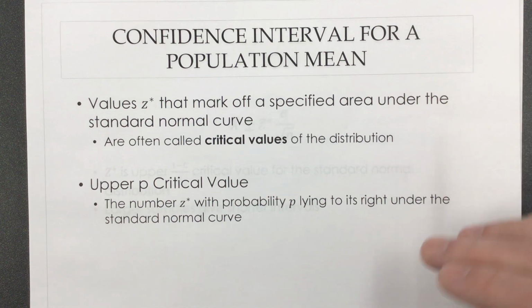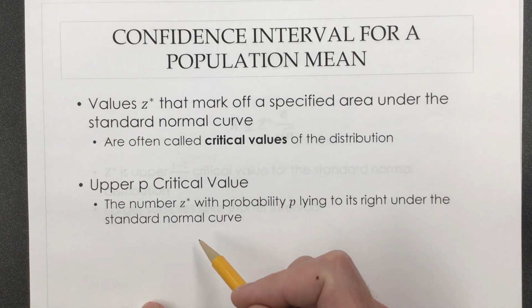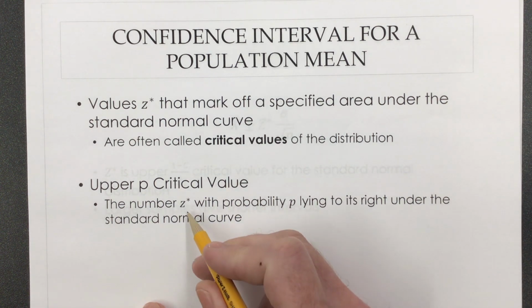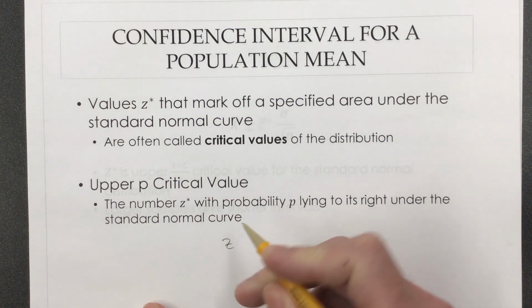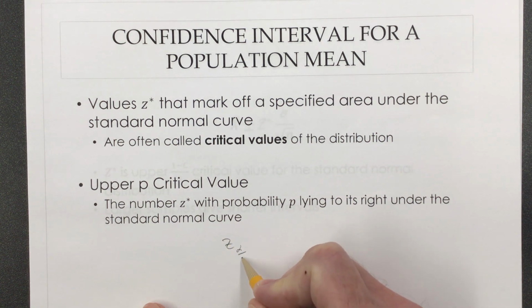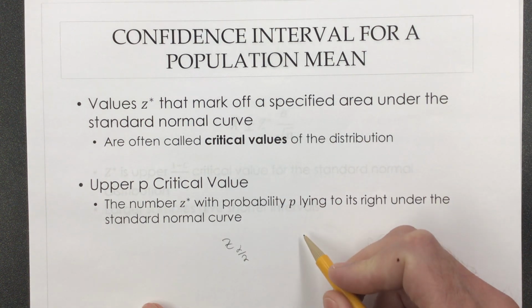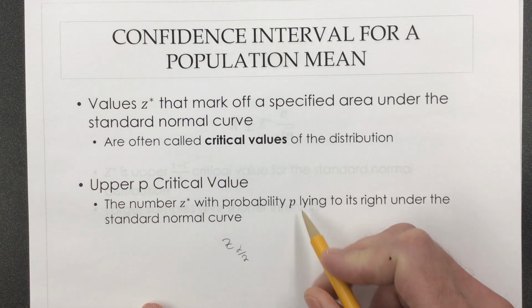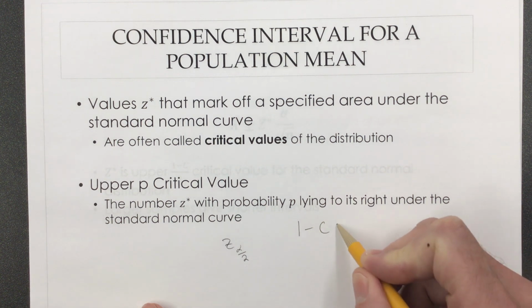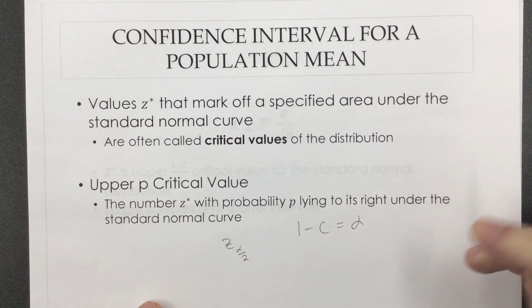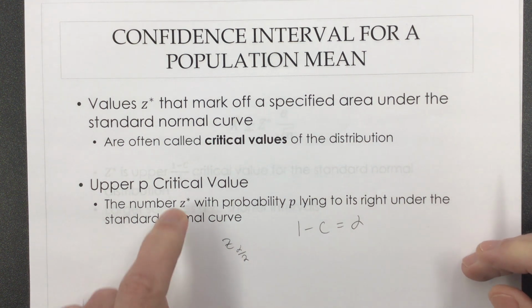Okay, but that's why you will see, I guess I'll go there. You will see sometimes instead of Z star, you'll see this Z and then subscript alpha over 2. Because the complement of the confidence, so 1 minus your confidence, that is equal to your alpha. We'll talk more about that later. But this is another notation instead of Z star.